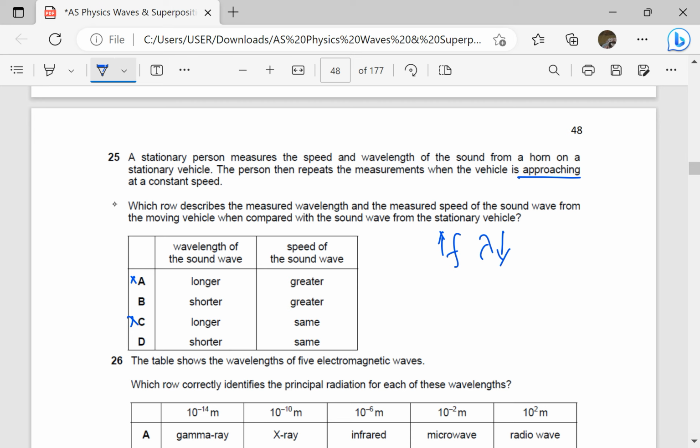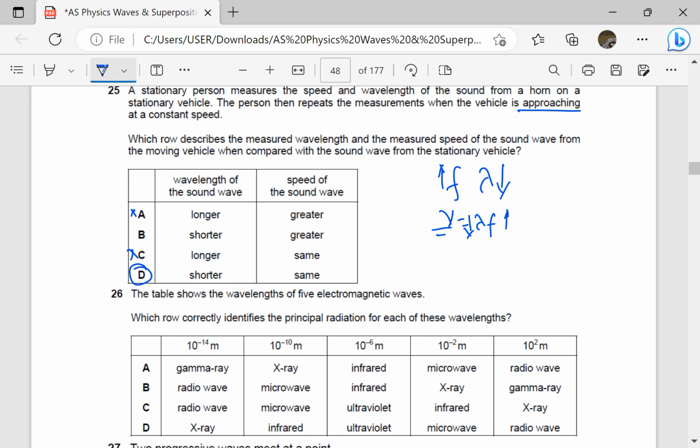Then how about the speed of sound? Of course, the speed remains the same, so the answer is going to be D. The speed will not change, because if v equals lambda f, if f has increased and lambda has decreased, then it means v should remain constant.